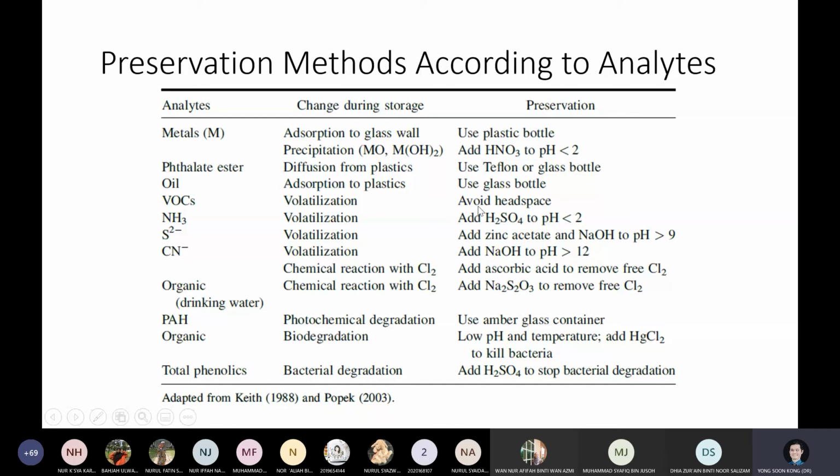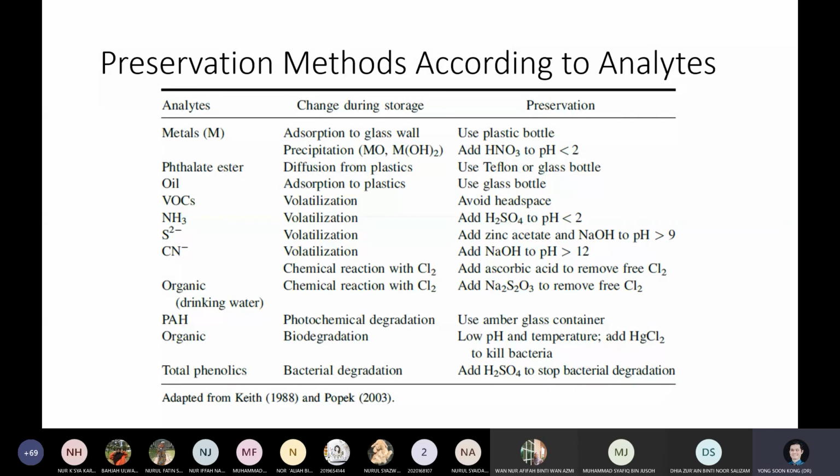Number one, you avoid headspace. Do you know what is this? Avoid headspace. Do you know what is headspace, first of all? Headspace. No. Okay, now, well, first time that I learned headspace is during analytical chemistry.